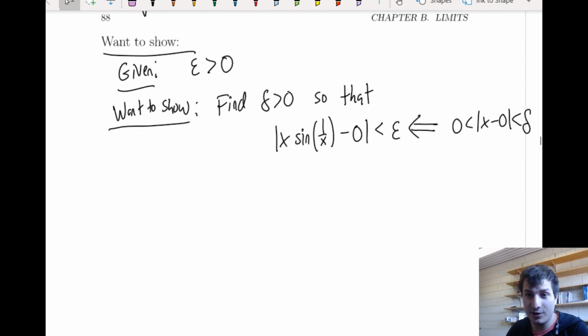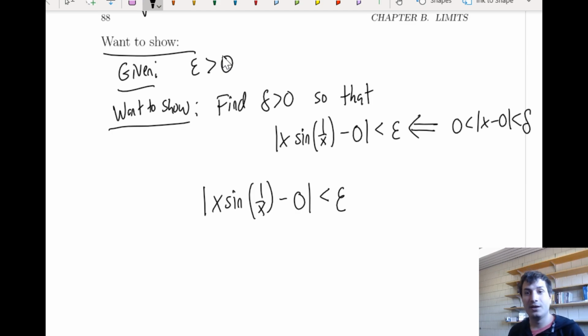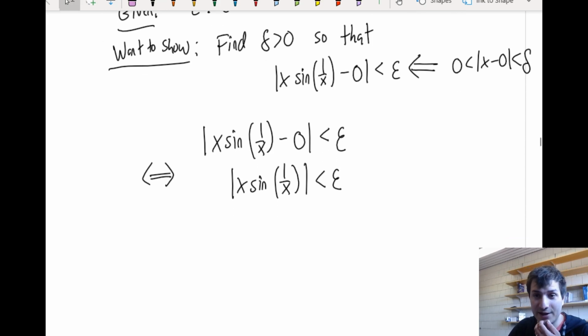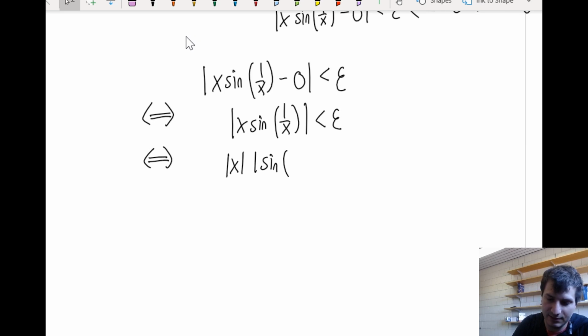Okay, and we're just going to connect like we always do. We're going to connect the hypothesis and the conclusion with a logical chain. We're going to start with the conclusion, the absolute value of x sine of 1 over x minus 0 is less than epsilon. So what are we going to do? We're just going to start by simplifying. This happens if and only if the absolute value of x sine 1 over x is less than epsilon, and now we notice that this can be written as the absolute value of x times the absolute value of the sine of 1 over x.